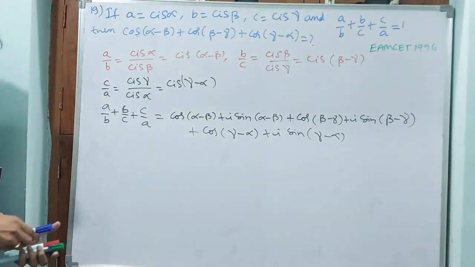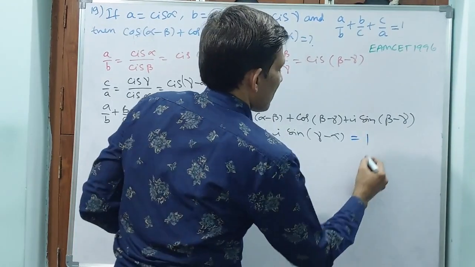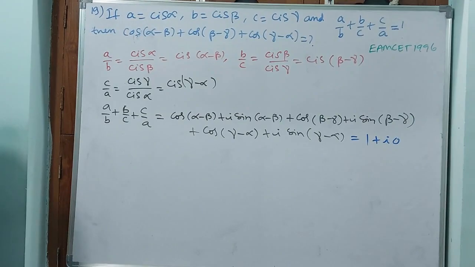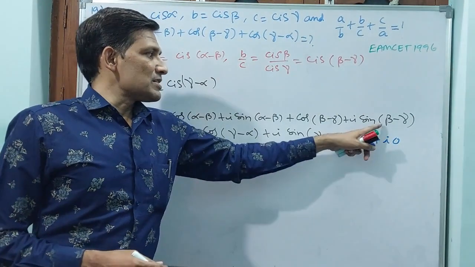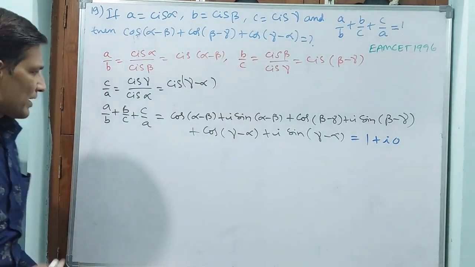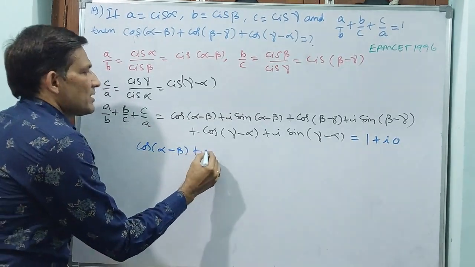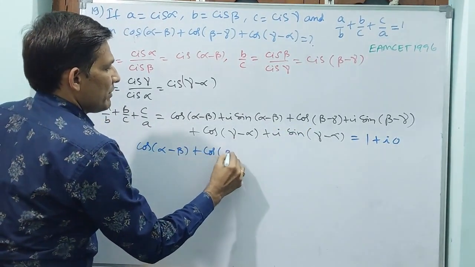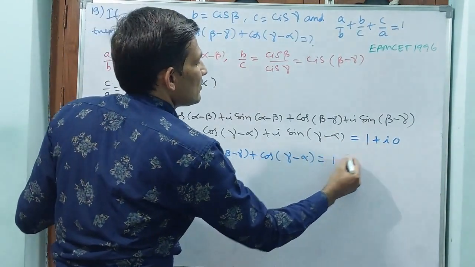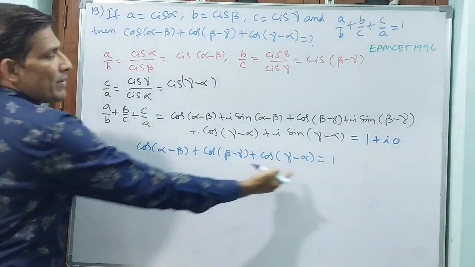Now what is it going to become? This is going to become 1, they only gave that. 1 means I can write 1 plus I 0. We don't bother about the imaginary part, it is 0. But the real part we want, because they are asking for the real part only. Then you separate it: cos of alpha minus beta plus cos of beta minus gamma plus cos of gamma minus alpha is equal to 1. Why? Because the sine part, the imaginary part, is 0. This real part is equal to 1.